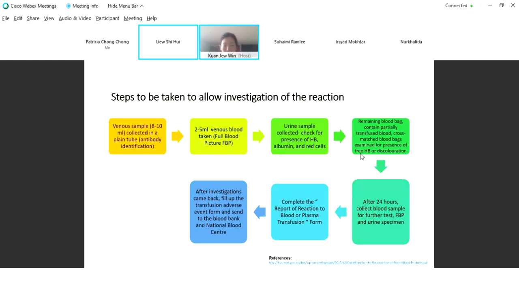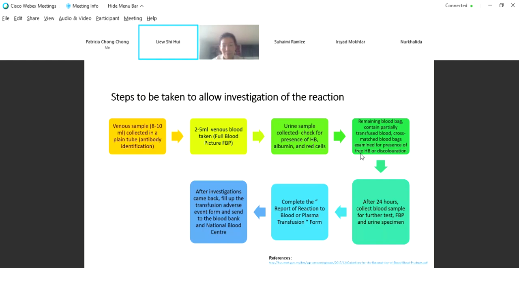So here are the steps to be taken to allow for the investigation. First, I will collect 8 to 10 ml of venous blood in a plain tube and send it for antibody identification. And then I will collect another 2 to 5 ml of venous blood and send it for full blood count. And then I will collect the urine sample of the patient. Before I send it to the lab, I will inspect the urine first, whether it is brown in color, because it may indicate hemoglobinuria.